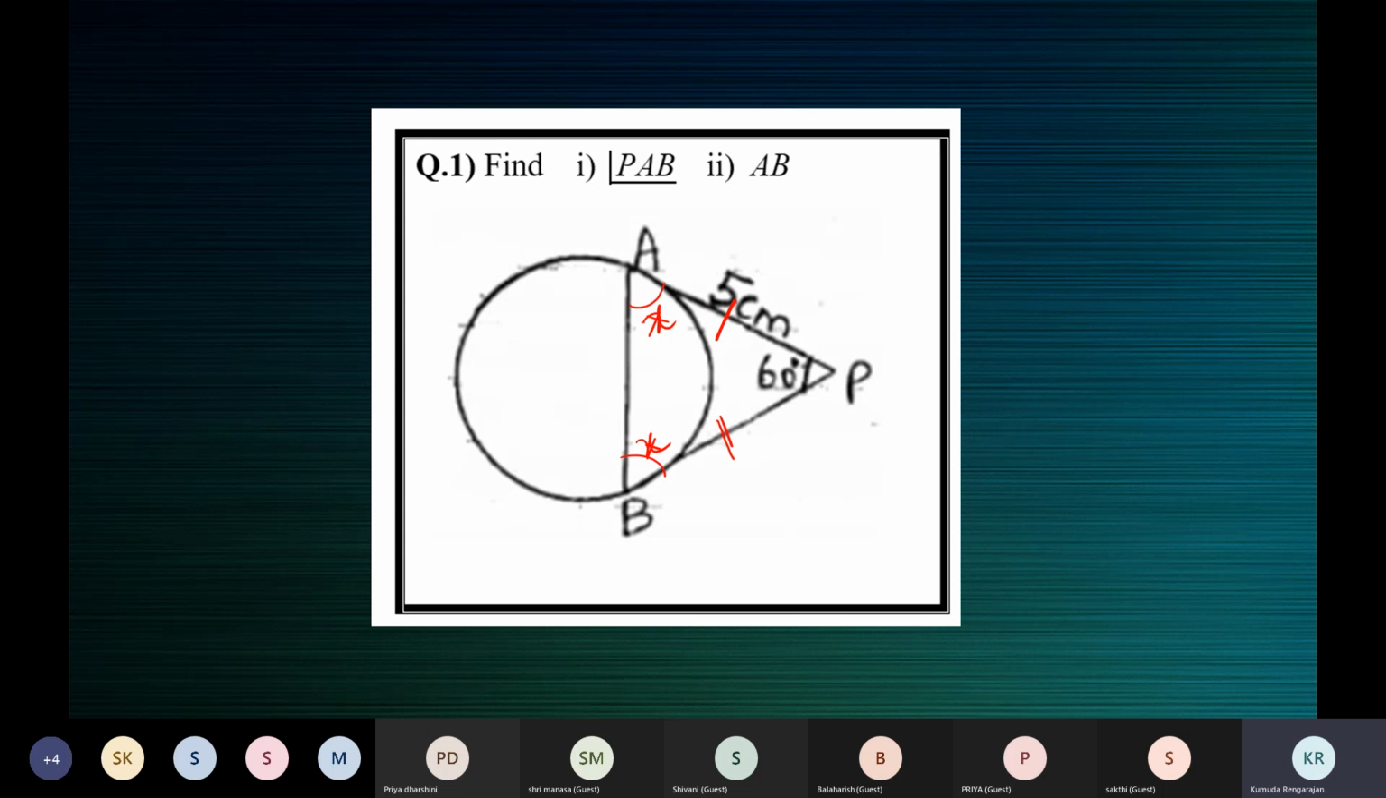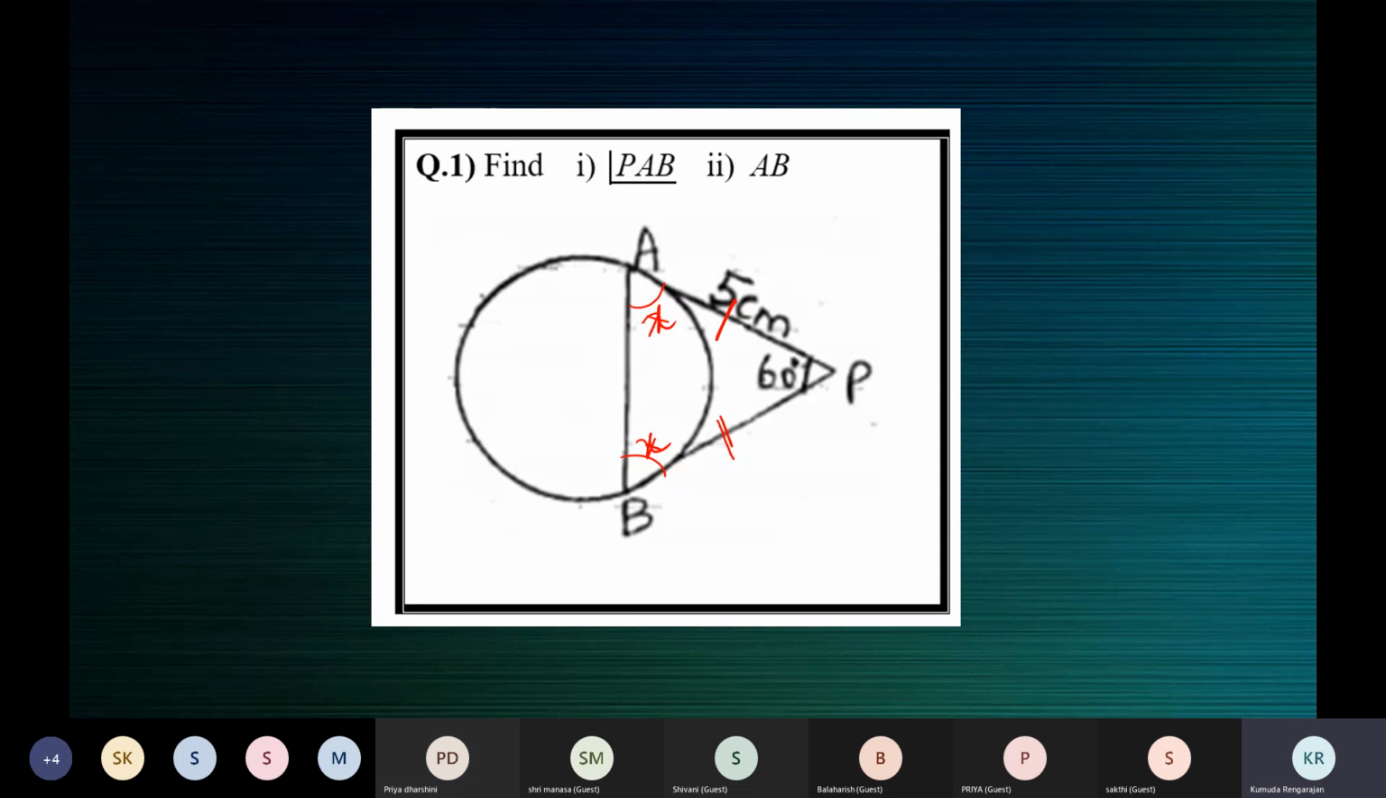So when we started off, it was an isosceles triangle because at that point we only knew that PA is equal to PB. But when we find the remaining angles of the triangle, each of them is equal to 60 degrees, which means all the angles of the triangle are equal to 60 degrees, which makes PAB an equilateral triangle. And what is the property of an equilateral triangle? All sides are equal. So what's the length of AB? 5 centimeters. So the length of AB is 5 centimeters.